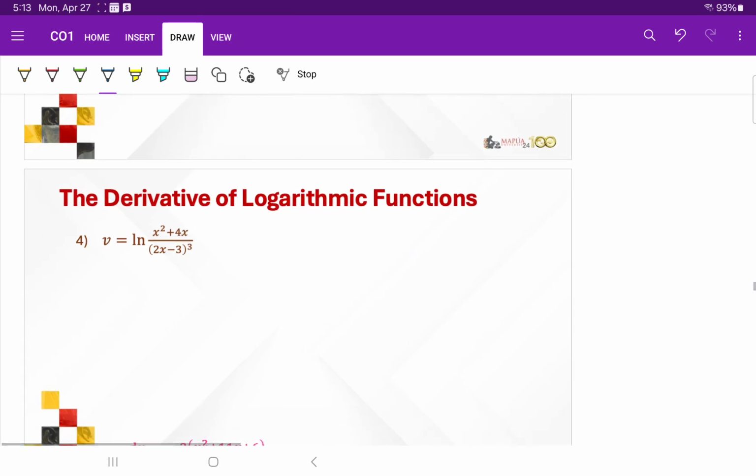Number 4. For this one, we first could simplify this kasi, look, you have v is ln of x squared plus 4x over 2x minus 3 cubed. So look, this actually, we can find the derivative of v with respect to x, right? We could write it that way. Now, before you differentiate, you simplify this first using the laws of logarithm, because this can be written in this manner. Minus the ln of 2x minus 3 raised to the third. Okay? Because you have quotient, it comes from difference.